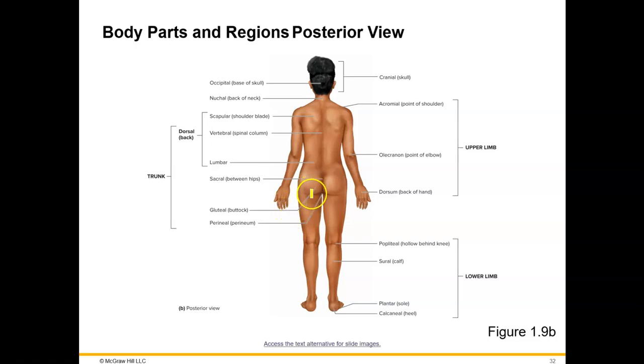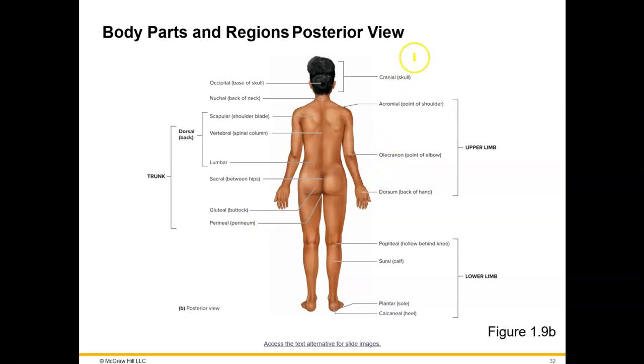The buttocks are gluteal. And then the perineal region, the perineum, is the area between the anus and the vagina in a female.